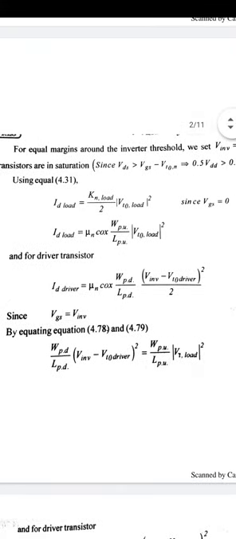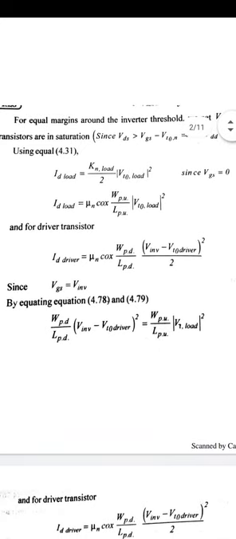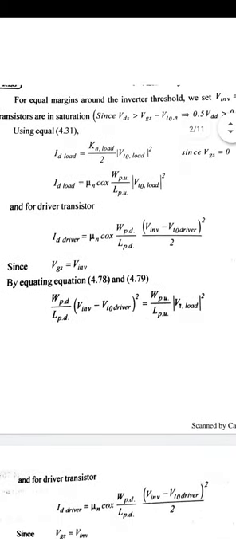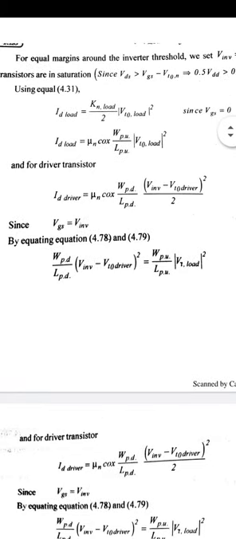Second, for the driver transistor, ID driver is equal to mu n Cox WPD upon LPD times (VGS minus VT), that is V input minus V threshold voltage of the driver transistor, whole square upon 2. Here the gate to source voltage is the inverter voltage, but in the previous load transistor VGS is equal to 0. At the equal margins, the drain currents of the load transistor and driver transistor are nearly equal, so according to that we have equated them.